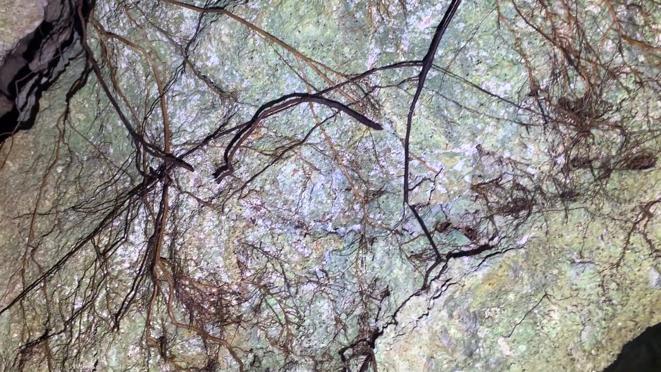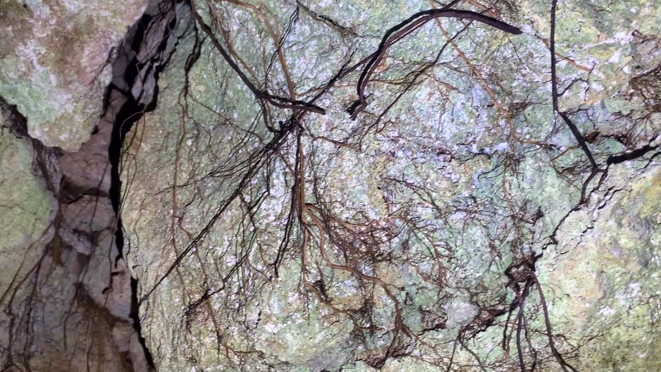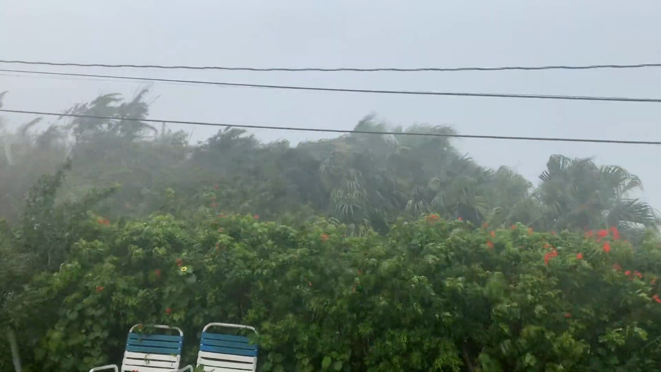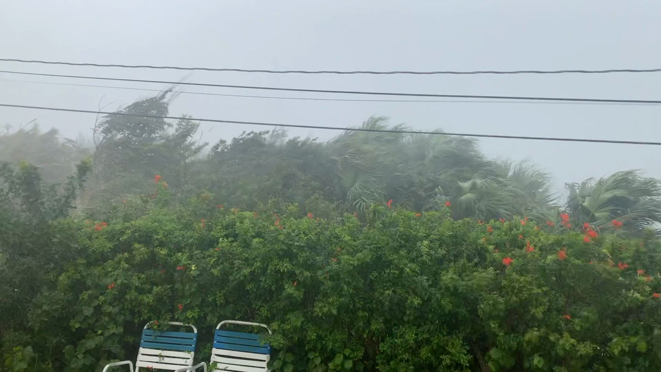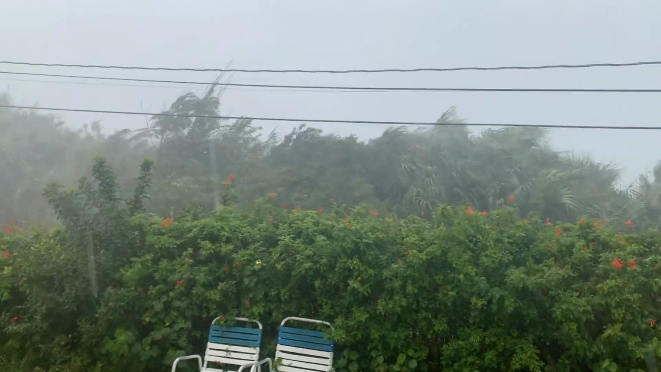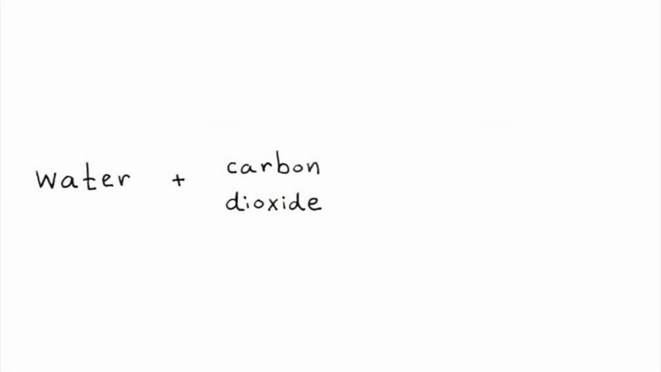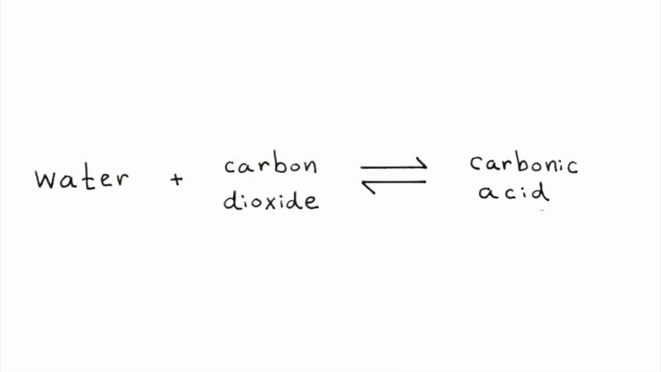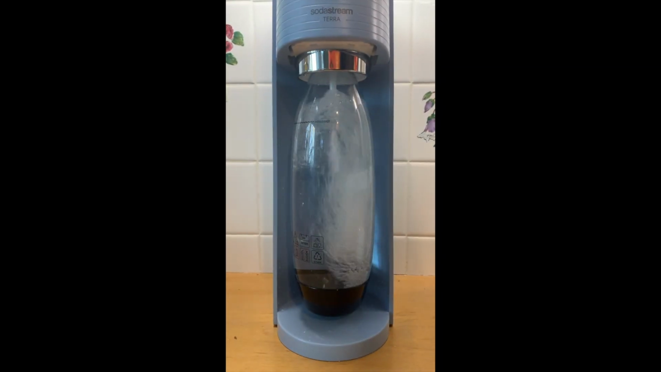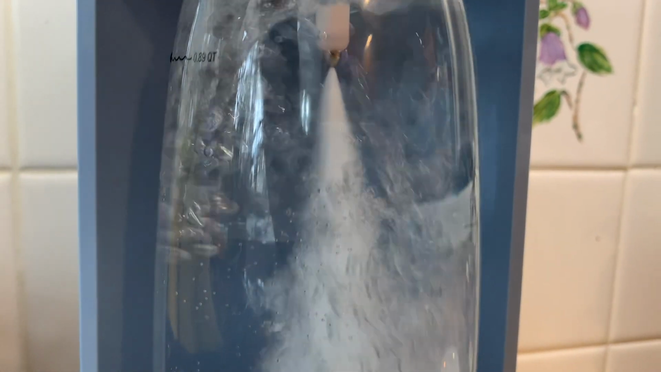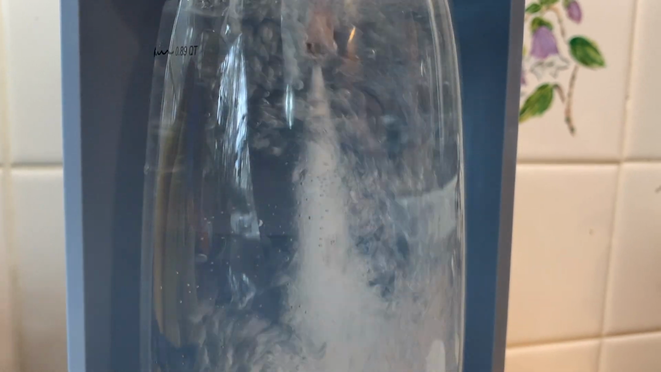But how exactly do these caves form? Understanding limestone cave formation requires us to review some basic chemistry. Let's start with water. It's no secret that when it rains in Bermuda, it pours, and all that water has to go somewhere. This water reacts with carbon dioxide in the atmosphere to produce carbonic acid. This is the same process that goes into making soda. So when you see all those little bubbles in a soda bottle, that's carbon dioxide that is dissolved in the liquid, and a product of that dissolution is carbonic acid.